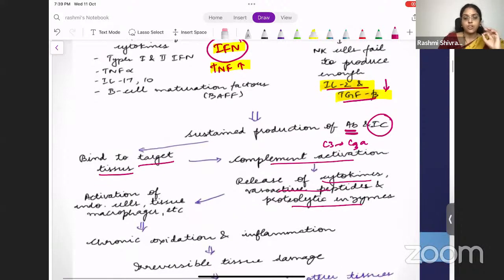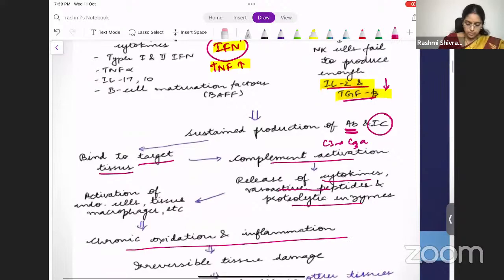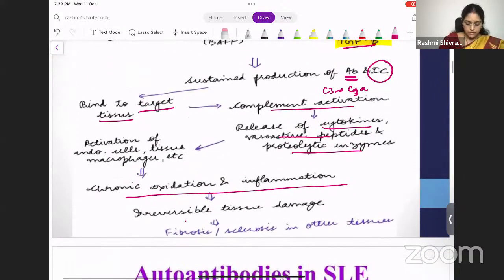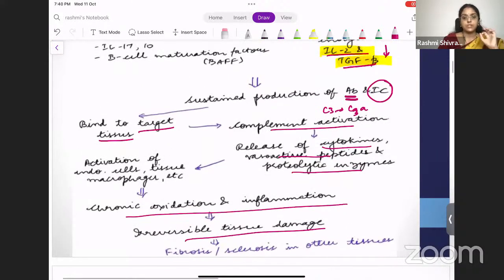This causes a chronic oxidation and inflammatory response. This causes irreversible tissue damage, thereby causing fibrosis and sclerosis in the tissues. Okay, fibrosis and sclerosis in the tissues.